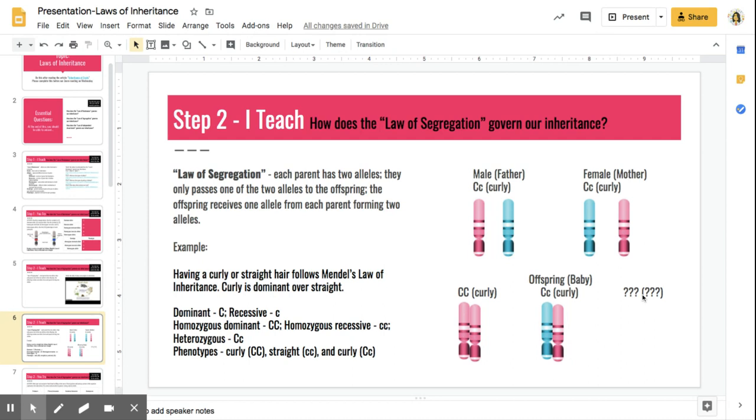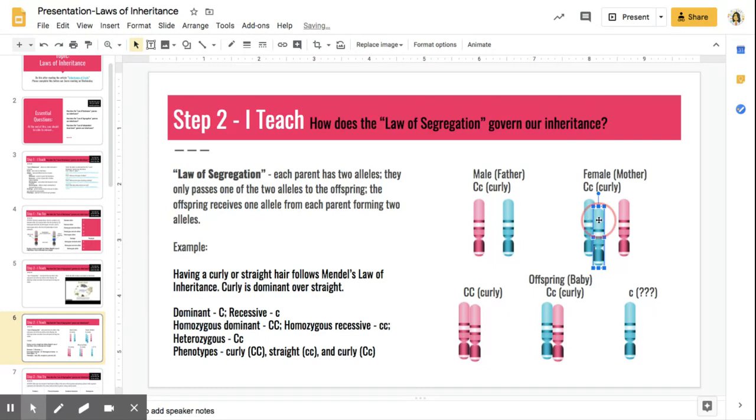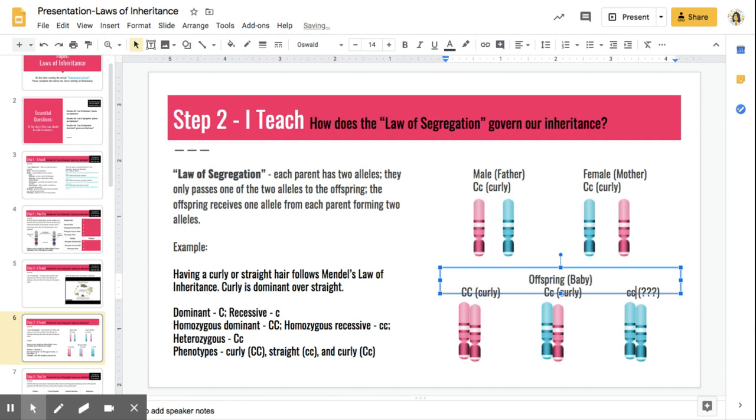All right. The next possibility is if, between the two alleles of the father, the baby receives the recessive allele, so that's small c, and also the recessive allele from the mother, which is also small c. So this one is no longer curly hair, but now a straight hair.